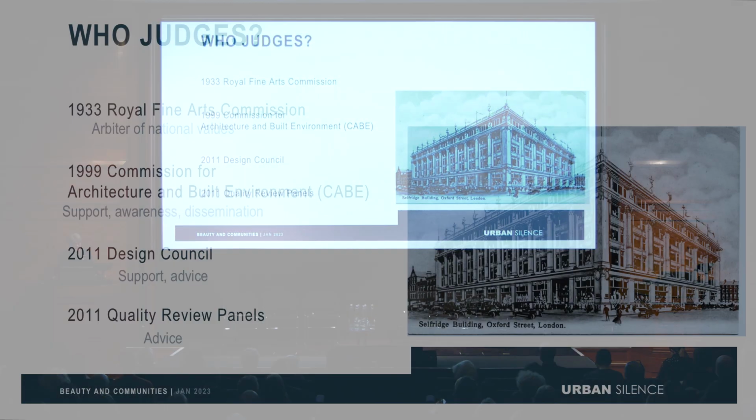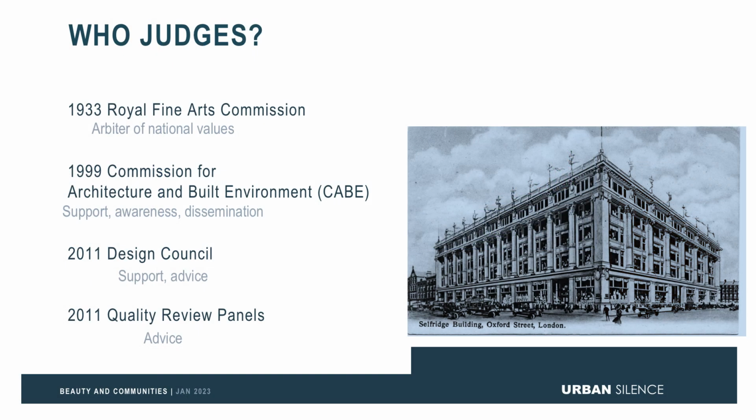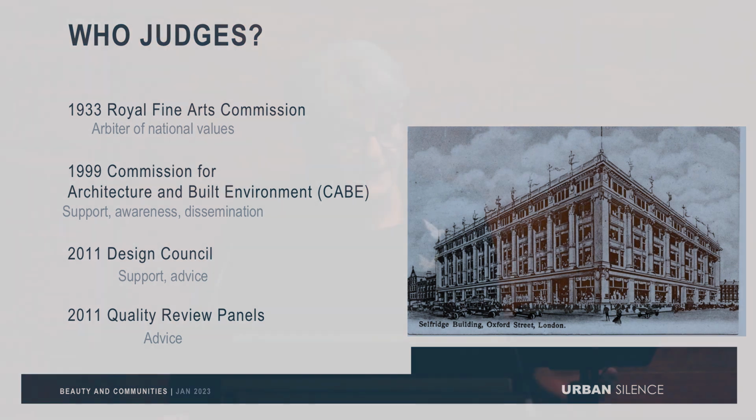And who judges? In the built environment world, of course, in 1933, the Royal Fine Art Commission came into place, and that was substituted by CABE, the Commission for Architecture and Built Environment, and then the Design Council, and now a range of quality review panels that provide advice. But this has shifted with time in emphasis.